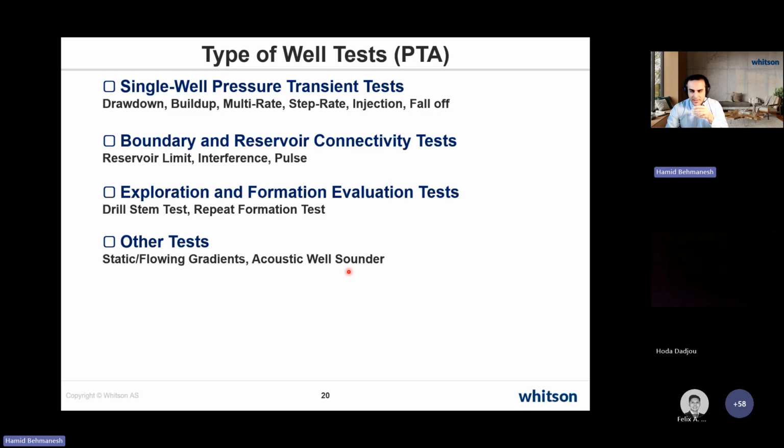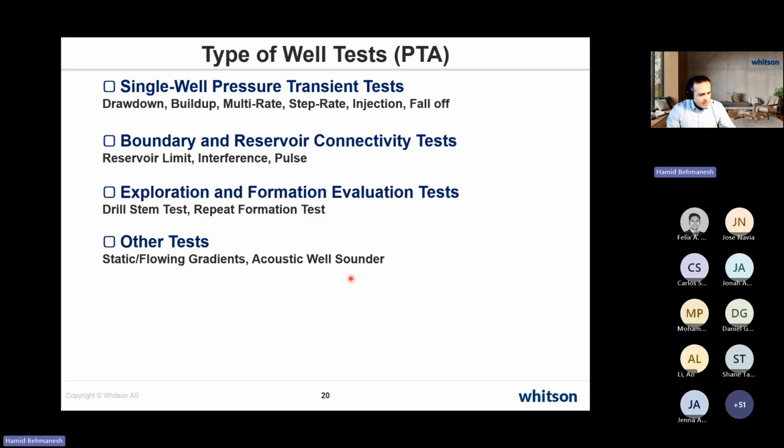And AWS, that's acoustic well sounder. People also do that routinely to find out what the liquid level is. For instance, if the well is equipped with a plunger lift, they're going to see what the liquid level is in the casing side, in the annulus. They're going to do this AWS on wells.